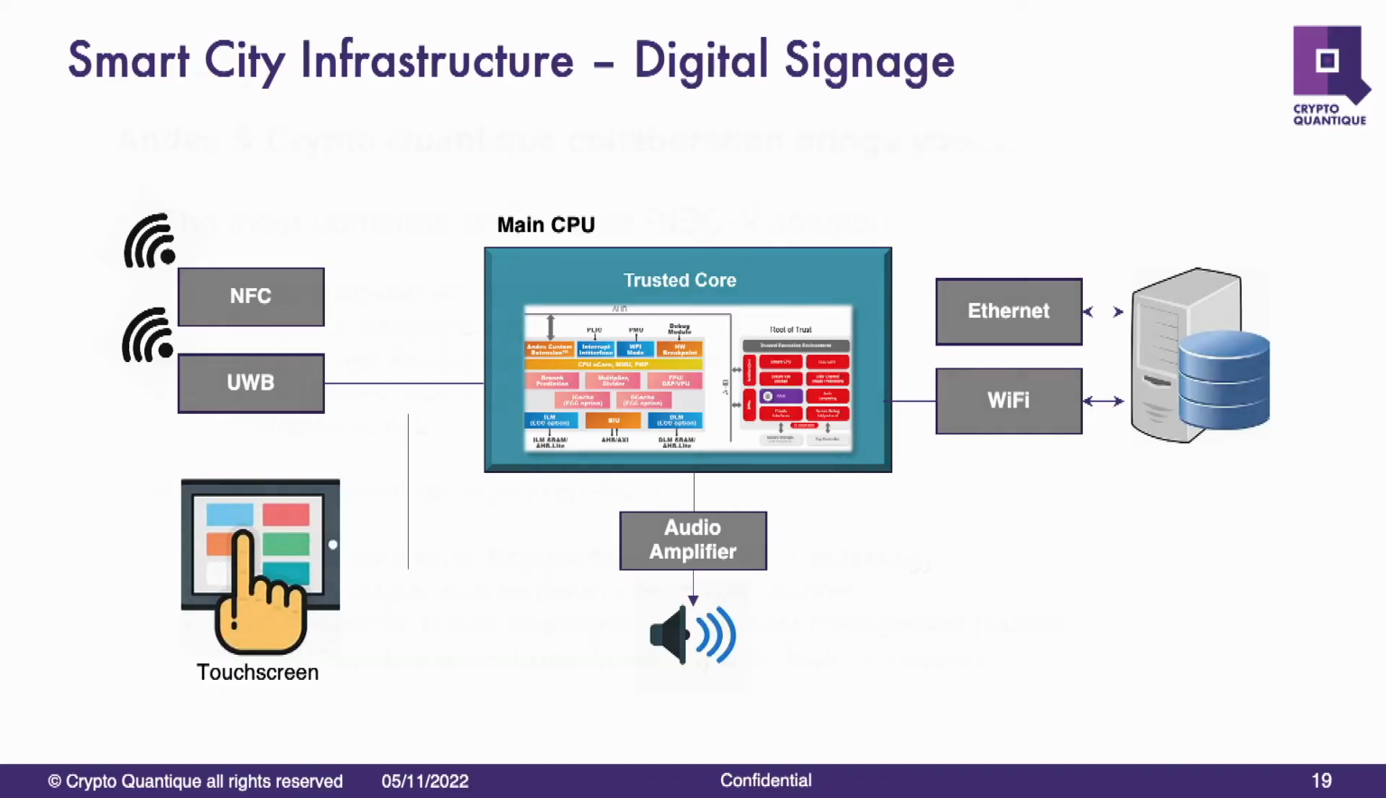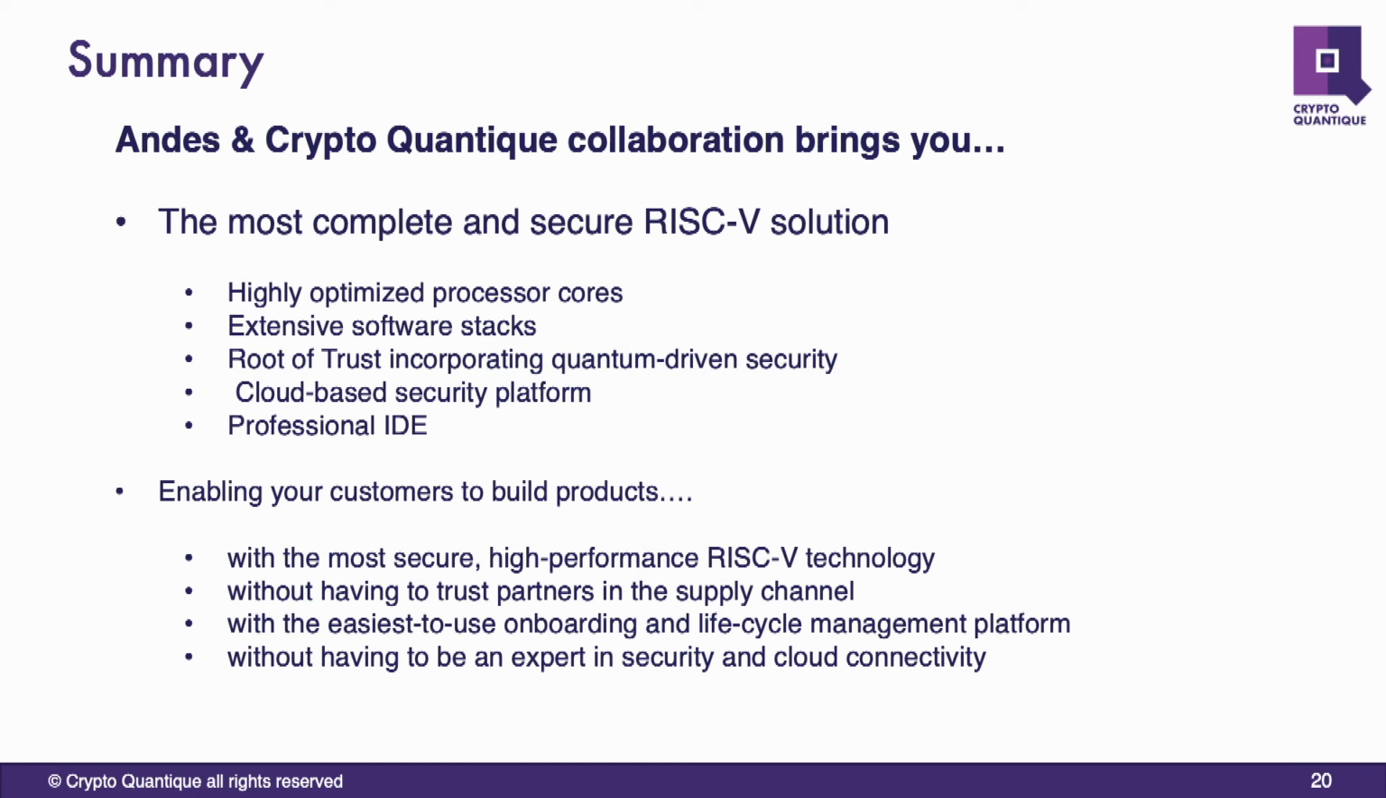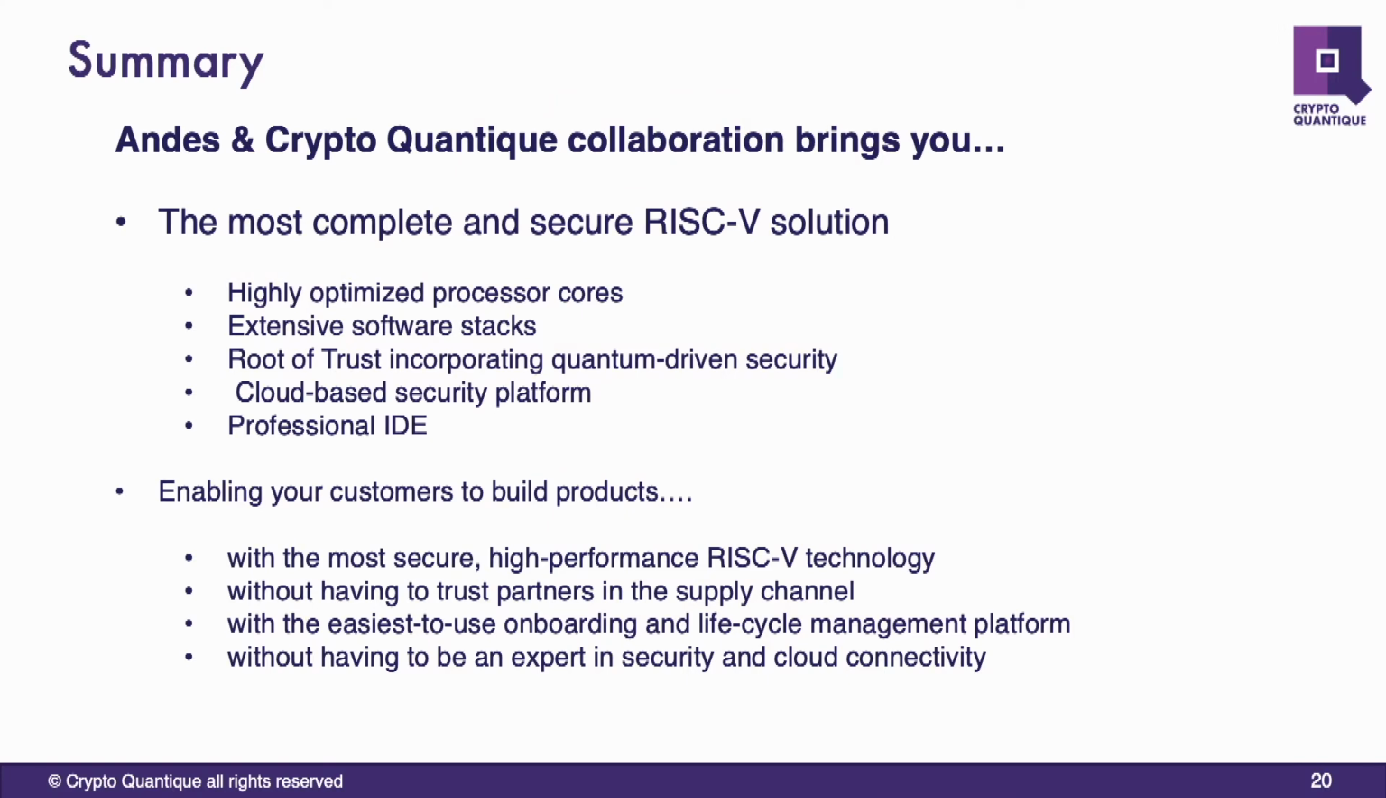So in summary, between ourselves and Andes, we can provide the most complete and secure RISC-V solution for your end customers. So highly optimized processor cores, which you've seen today, pretty impressive stuff. Extensive software stacks available from Andes. And then the root of trust uses the QDID, that's our part in the deal, and the cloud-based security platform. So the actual cloud that manages that security throughout its lifecycle. And of course the professional services that come from Andes. And this will enable your customers not to have to kick that security can down the road any longer. And they can build products that are secure and high performance with RISC-V technology. They don't have to trust partners in the supply chain.